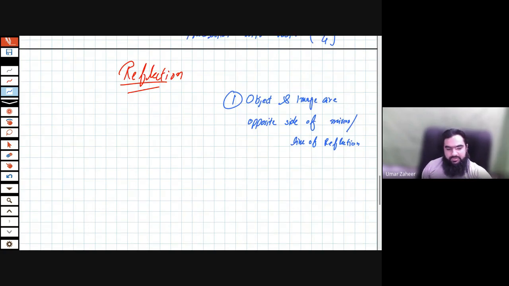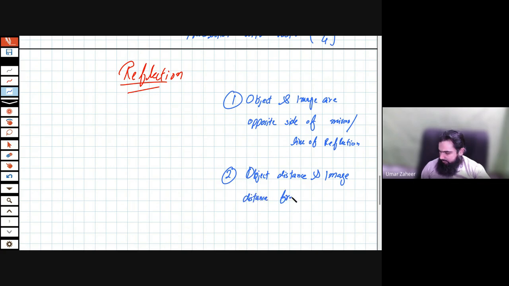The second most important thing is that the object distance and image distance from the line of reflection, or mirror line, are equal or the same, right?